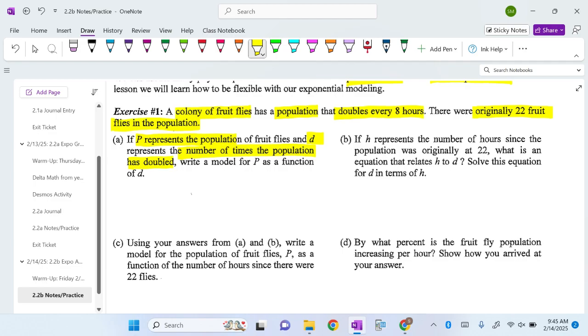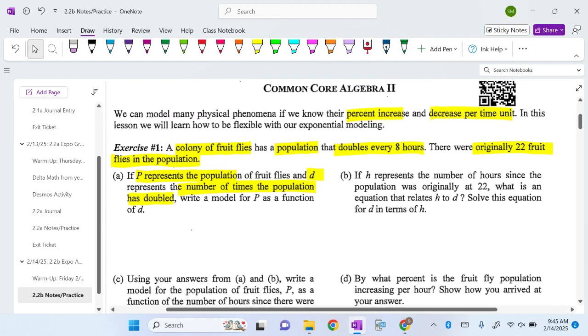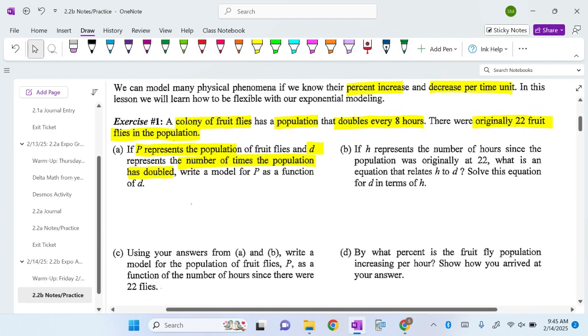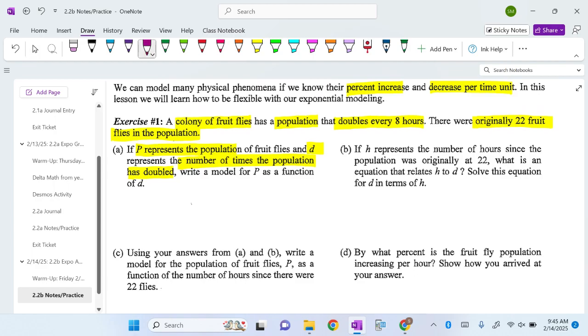All right. So let's write a formula for this. So we're not necessarily using... actually, we are. So would this be kind of an exponential growth or an exponential decay problem if we're doubling the population? Growth. So that means we're using the a times 1 plus r to the t power.